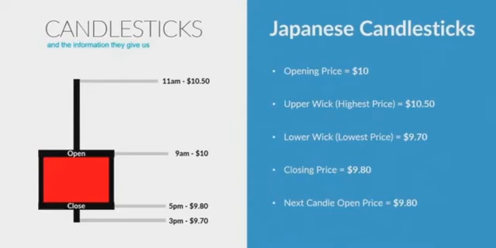So here's my question for you guys. Is this a bullish or a bearish one-day Japanese candlestick? What do you think? Is it bullish or bearish? Well, we know that it's a bearish candlestick because it's red. Our opening price was $10 and we closed at 9.80, so we dropped 20 cents in value.